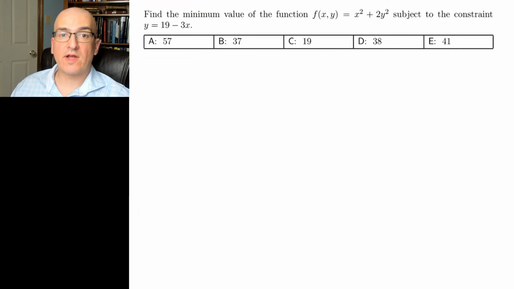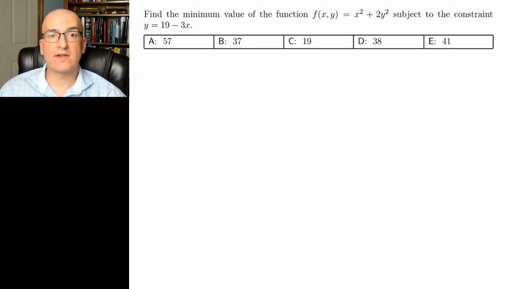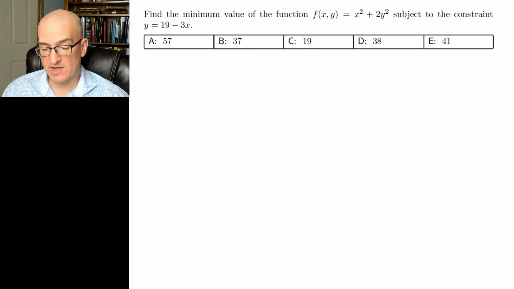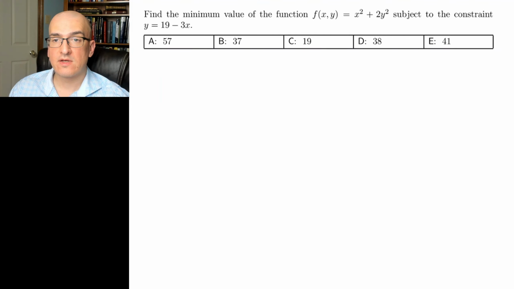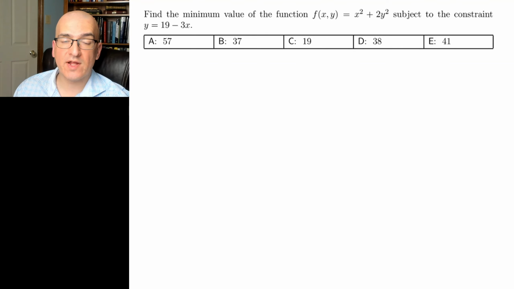This one has the shortcut available if you're so inclined. You can replace the y inside your objective function with 19 minus 3x and then simplify. Take the derivative according to 1D calculus, set that derivative equal to 0 and solve for x. Plug that x value back into your simplified single variable function, and then that should be the correct answer that's here. I won't do that.